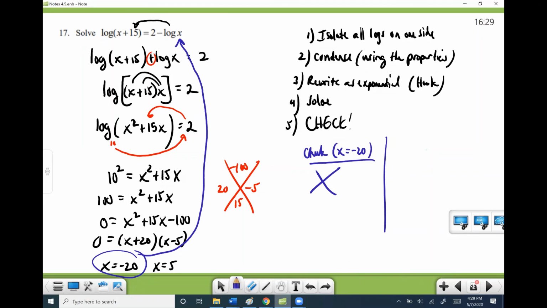All right, let's try plugging 5 in. So this is us checking x equals 5. So 5 plus 15 equals a positive. And of course, if I just plug 5 in right here, that'll be a positive. So it looks like 5's a keeper, but negative 20 is out. Okay.